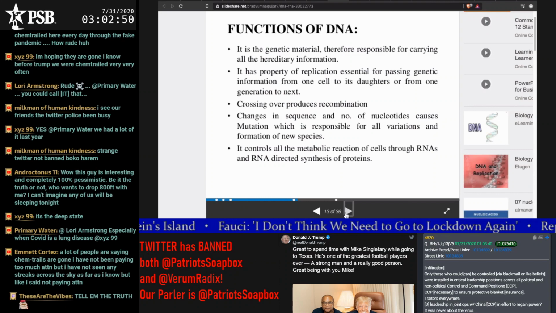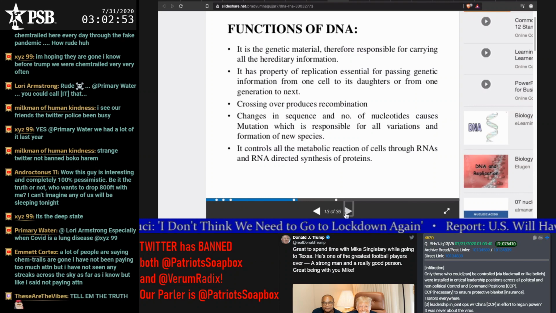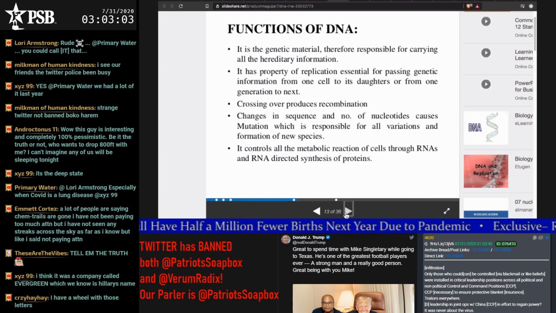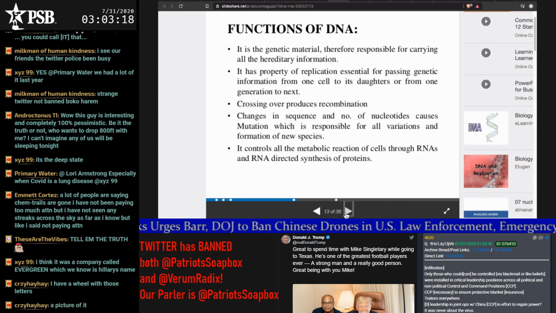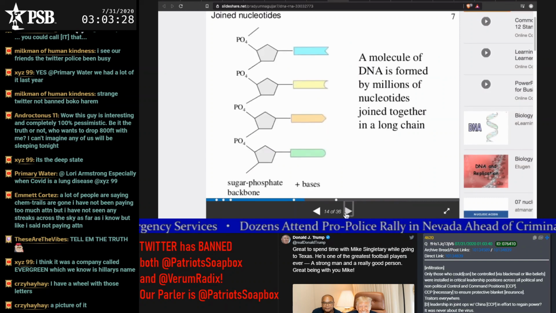It's the genetic material. Therefore, it's responsible for carrying all of the hereditary information. This is the software repository for your body, the DNA. It has the property of replication, essential for passing genetic information from one cell to its daughter cells or from one generation to the next. Crossing over produces recombination. Changes in the sequence and the number of nucleotides cause mutation, which is responsible for all variations in the formation of new species. It controls all the metabolic reactions of cells through RNA and RNA-directed synthesis of proteins.